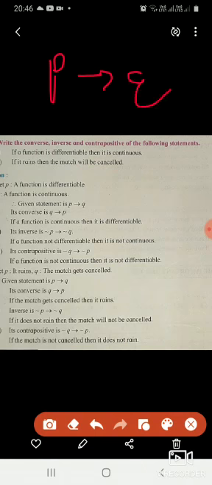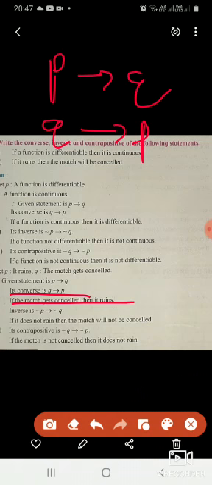Next, converse. Q to P is the converse. What is the converse? If the match gets cancelled, then it rains. Now inverse means negation of P. What is P? It rains. Negation of P is it does not rain.